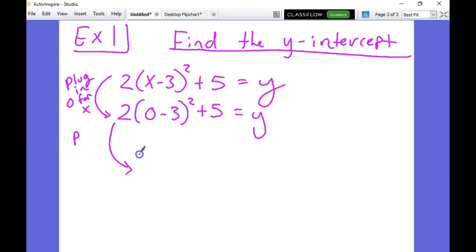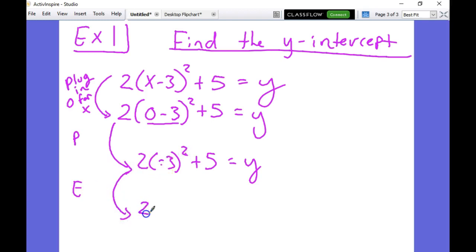So 0 take away 3 is? What's next in PEMDAS? Exponents, right? So what is negative 3 to the second power? Positive 9. The negative cancels. What's next in PEMDAS? Multiplication. Do you see multiplication here? We do. It's 18.